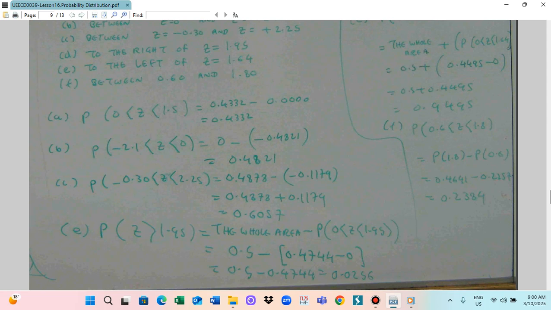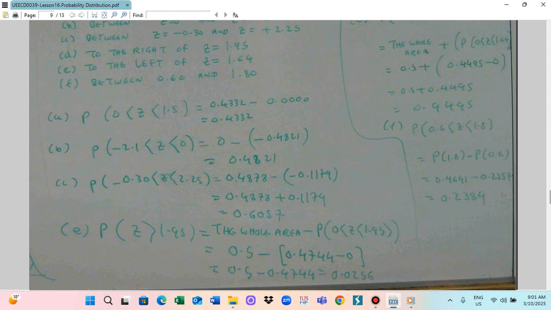Okay, firstly you read the 2.25. So 2.2 is 0.4861 and the 5 is 0.04878. So that you read the base. So 2.25 is 0.4878. Then minus 0.3, so read the 0.3. 0.3 is 0.1179. So this is 0.1179, and minus 0.3 means minus 0.1179.